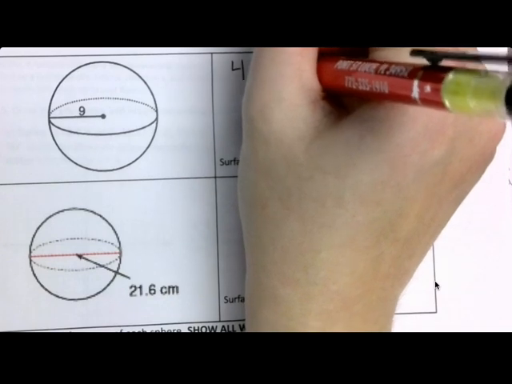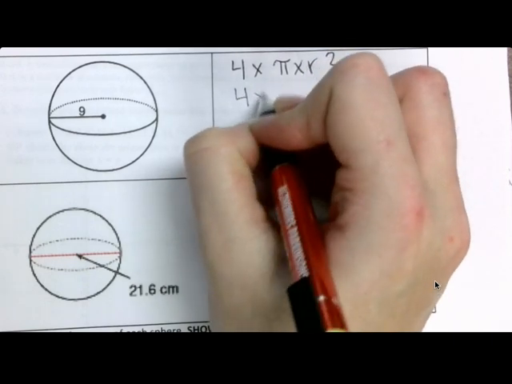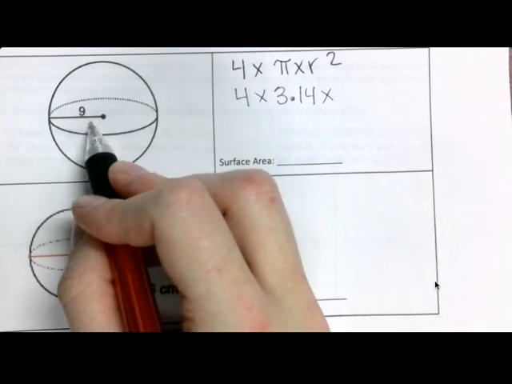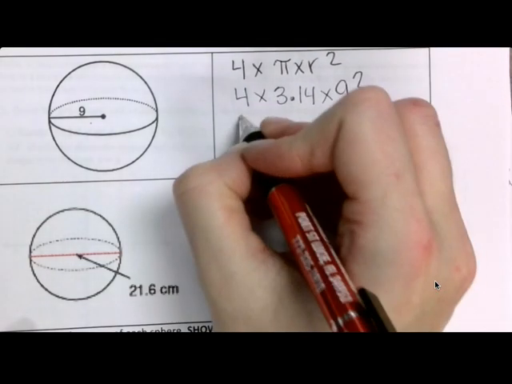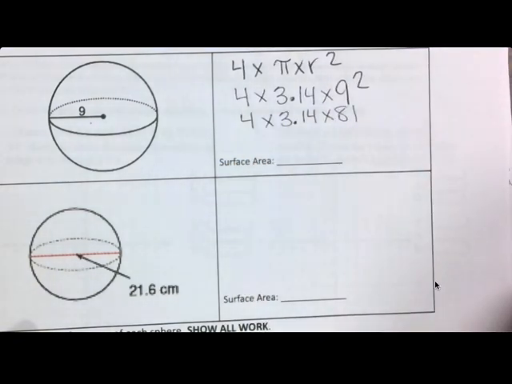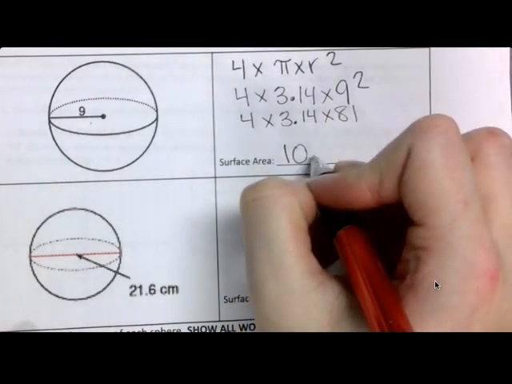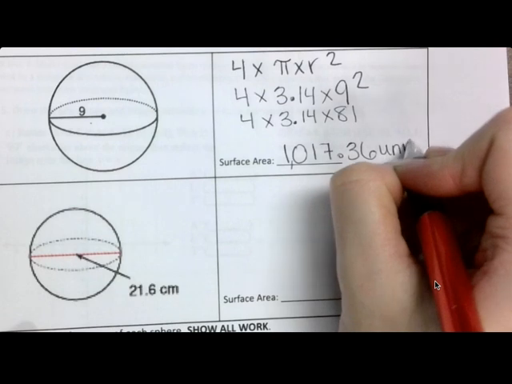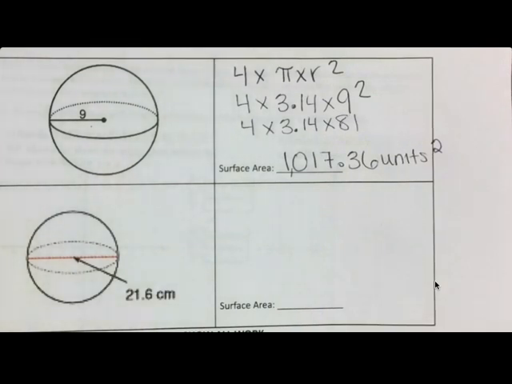So 4 times pi times r squared. So I have 4 times my pi, which is 3.14, times, is 9 my radius or my diameter? It's my radius. So times 9 squared. So let's get that squared taken care of and make sure that that's 81. And then do all my multiplication. So if I multiply straight across, I get 1,017.36 units squared. Okay?